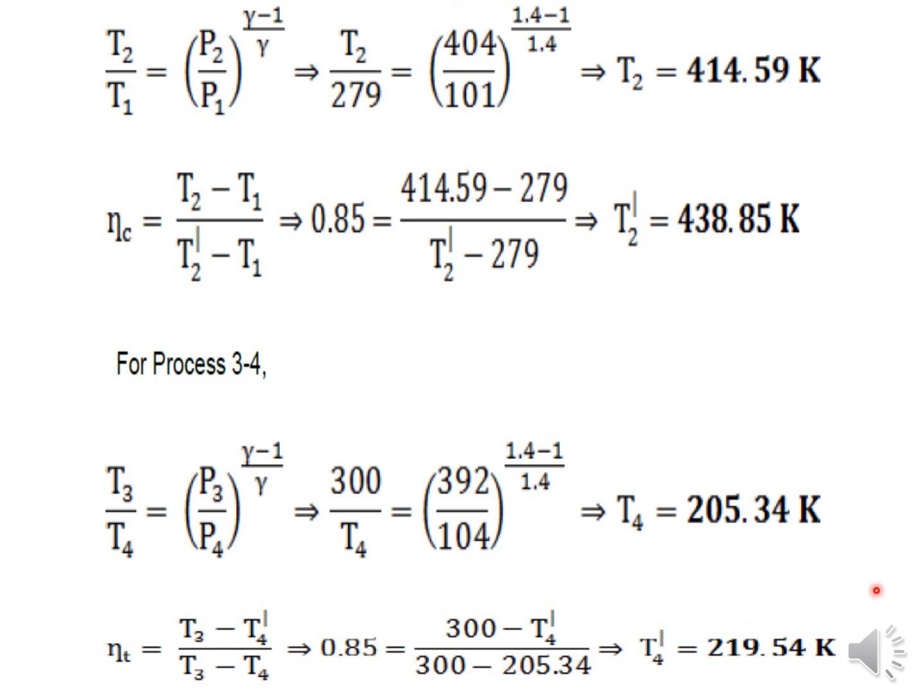So in this whole slide what we have done, we have tried to find out T4 dash and T2 dash. But P3, P2 you just take care, P3 is not equal to P2 here, and P4 is not equal to P1 here. So already those losses are given. In this, losses must be added, in this, losses must be subtracted, right?